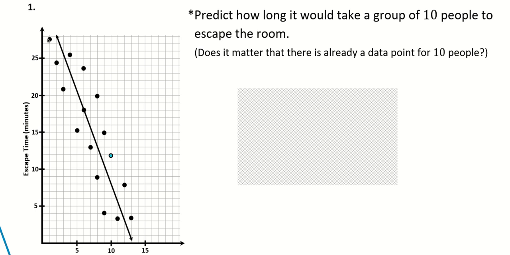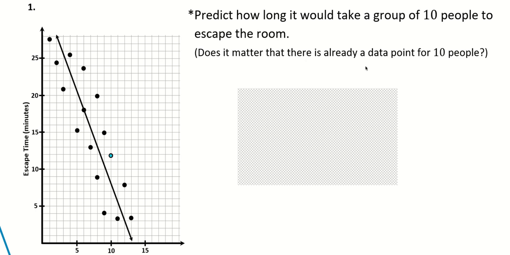Anyway, so apparently this data came from, well, there was this one group where there was maybe 5 of them, and it took them just over 15 minutes. And so this point represented some group of 5. This point represented some group of 8, it looks like. This point right here must have been a group of 13. And then this line of best fit was drawn. And so the question is, predict how long it would take a group of 10 people to escape the room.